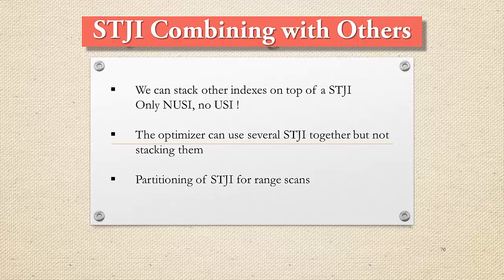Regarding the combination possibilities that we have with single table join indexes, first, we can use several single table join indexes together in one query. The optimizer recognizes the existence of each of them and may use them all. But we cannot stack them. But what we can do is stack other indexes on top of a single table join index, as long as it is a non-unique secondary index kind, but not a unique one. We can also partition existing single table join indexes to enable range scans.